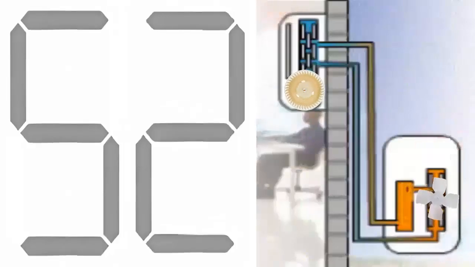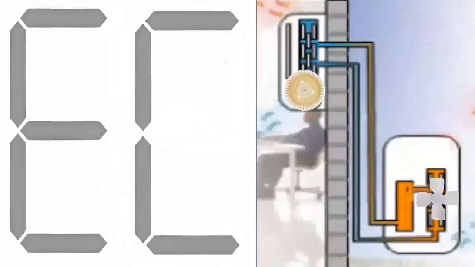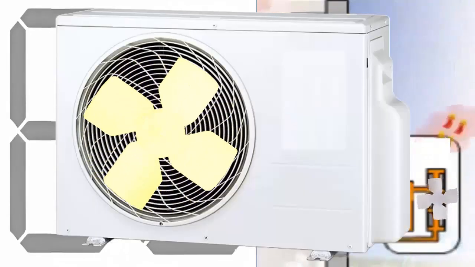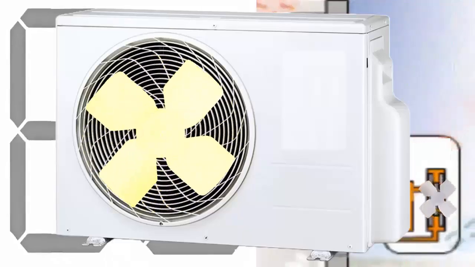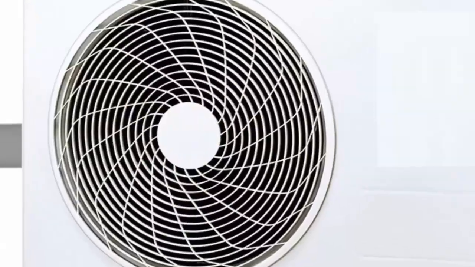The error code EC52 in air conditioners is related to issues with the temperature sensor of the outdoor unit. This sensor measures the temperature of the outside air, which is drawn in by the fan of the outdoor unit, to obtain an average value of the external ambient temperature.